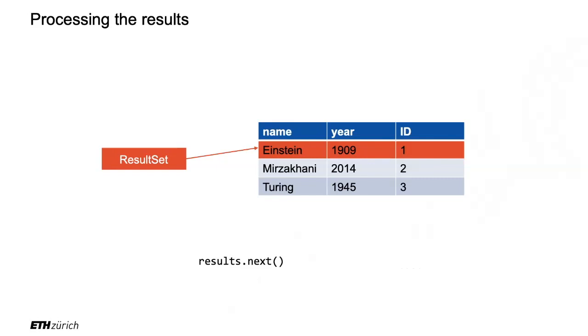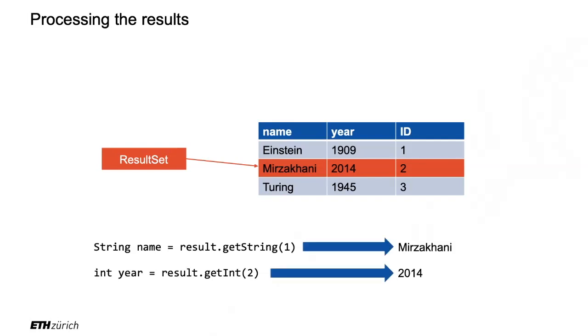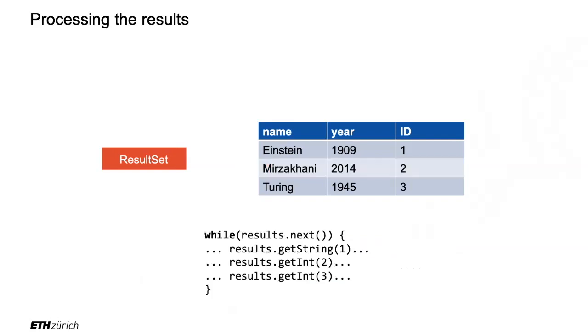Then we do next. What happens? We get to the second one. So again, get string 1 gives us the first value, Mirzakhani. Then get int 2 gives us the year 2014. Get int 3, the ID 2, right? Then we call next again, and so on and so on and so on.